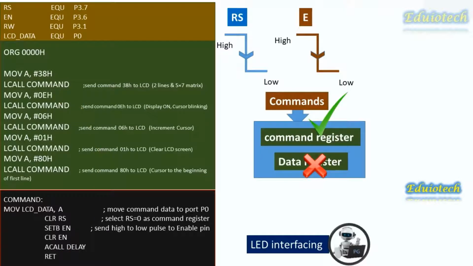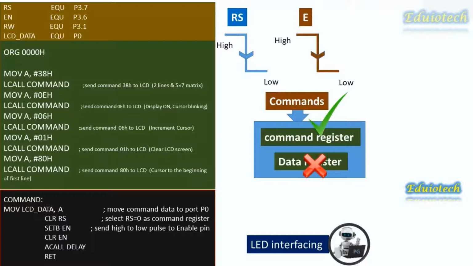Move next hex number 0E for display on cursor blink. 06 for increment cursor to the right. Here you can increment cursor to left as well to display the data in reverse direction. Then the command 01 to clear screen if previously something was written onto the LCD.